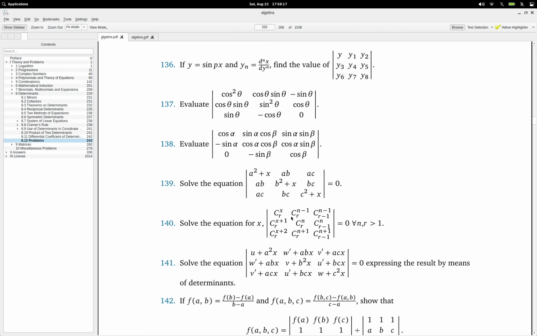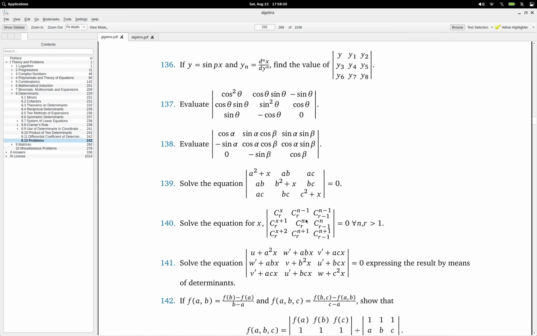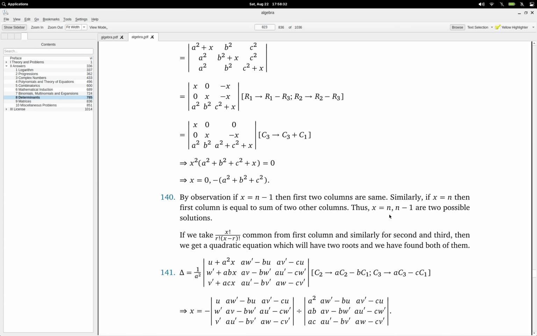If that is the observation, you can see that if x is n minus 1, then it becomes identical to this. And if x is equal to n, then it is sum of these two columns. Okay, so n and n minus 1 will be two solutions. Now we take x factorial over r factorial times x minus r factorial common from the first column, and similarly for second and third, then we get a quadratic equation which will have two roots, and we have found both of them. So with this we come to the end of question 140.